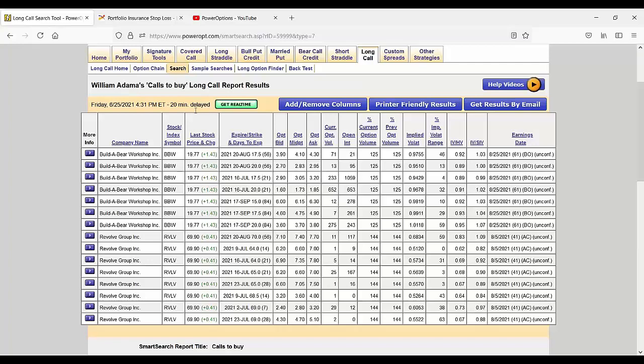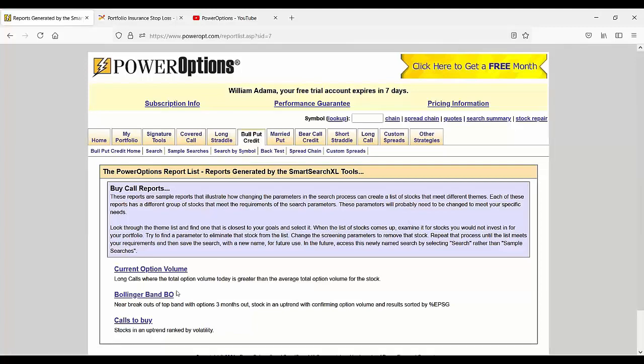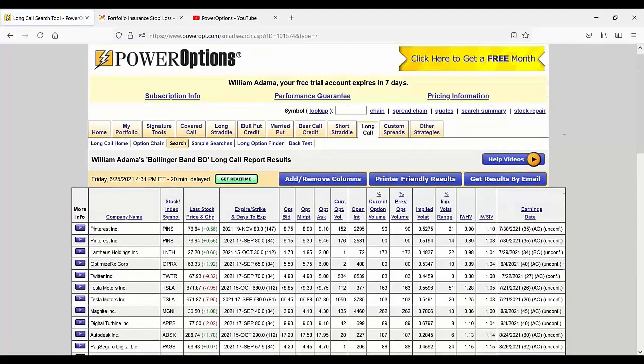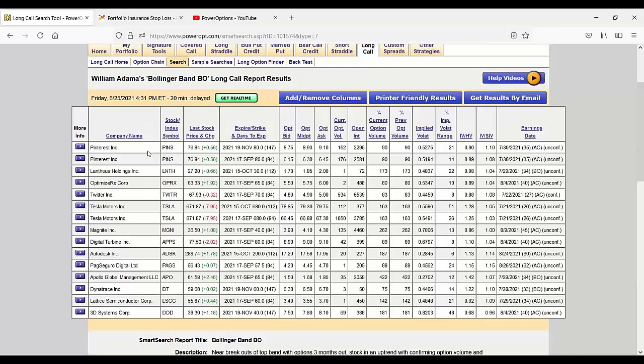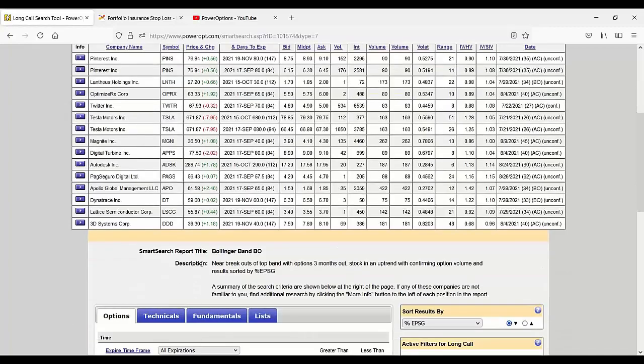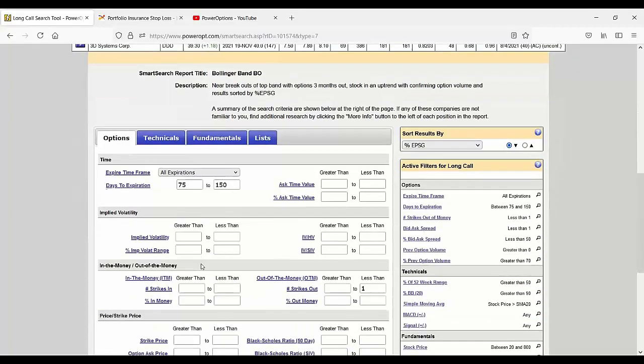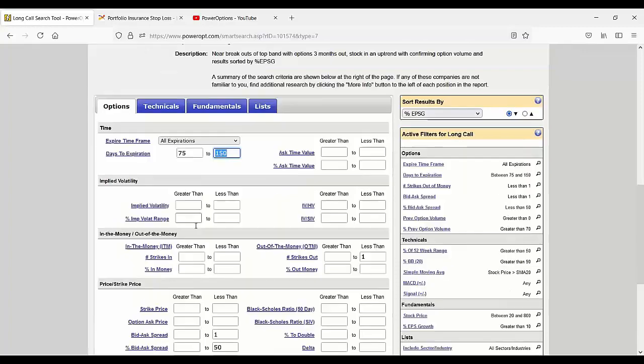Now, this is a themed search based on those concepts that we saw in the description. What is the Bollinger Band breakout? Well, the Bollinger Band breakout, see some different stocks here. Pinterest, OptimizeRx, Twitter, Tesla, Digital Turbine, apps, Autodesk, and more. This particular screen is looking further out in time. Instead of 0 to 85 days, it's looking for longer term options to have more time for the stock to move in your desired direction.